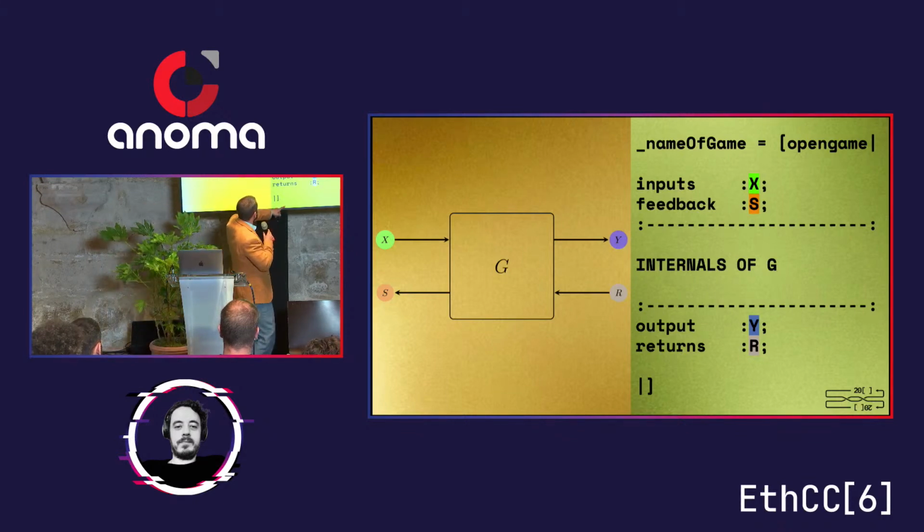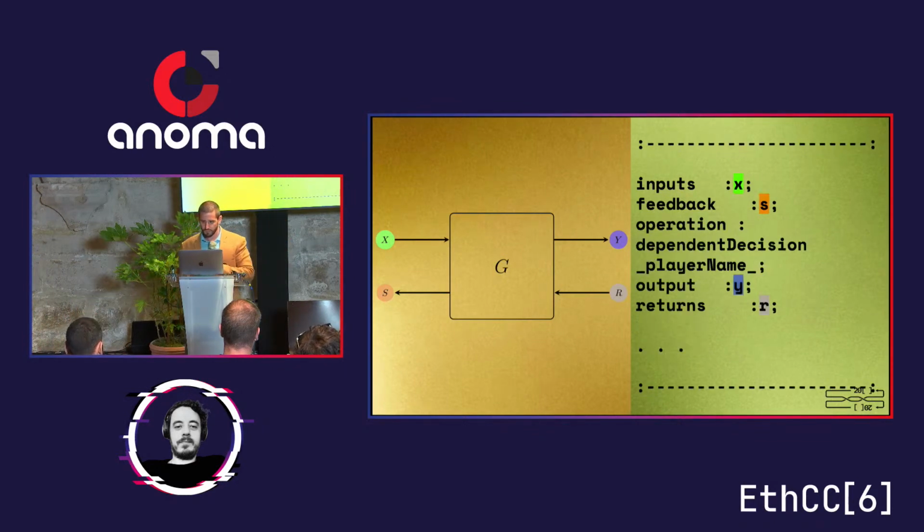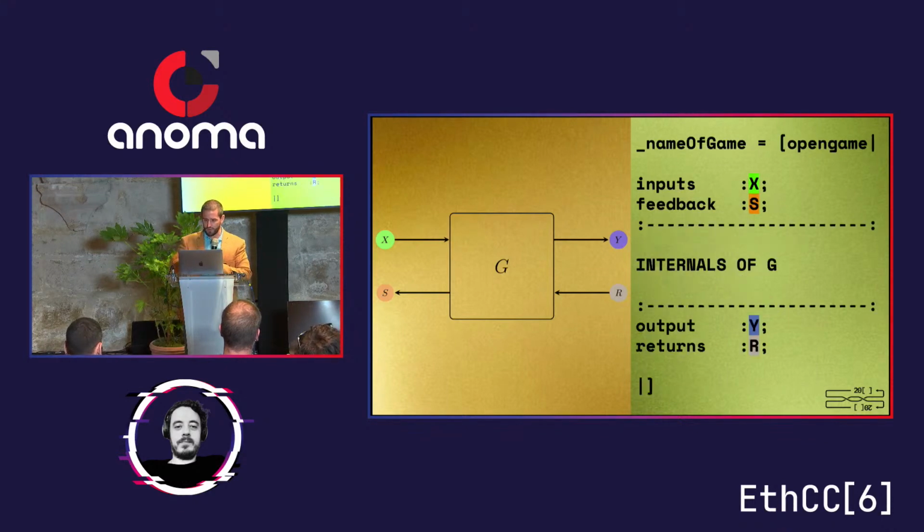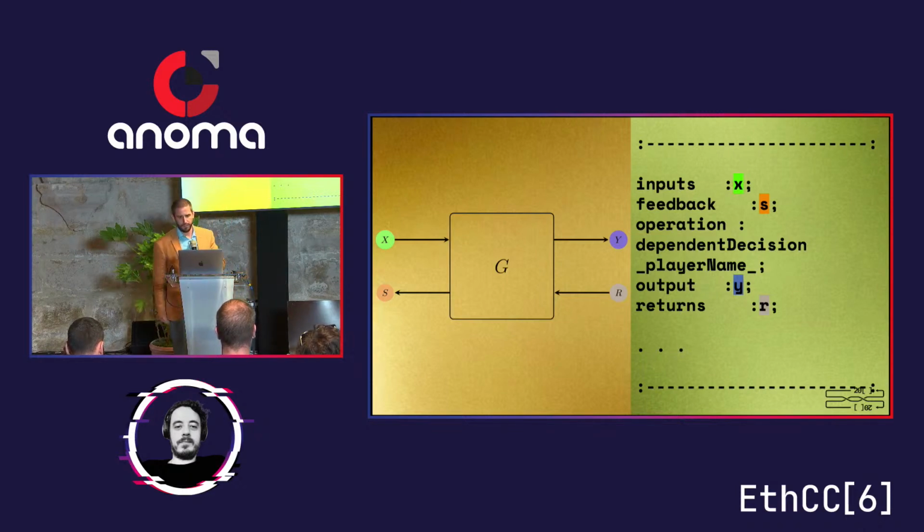Literally what you see here. You have inputs, feedback, output, returns, which correspond to the wires in the picture, and then you fill the game with some internals. Okay, these are the internals of the game. So if you expand the internals of G here, you will see this thing. The first thing that you notice is that the inputs, feedback, output, and returns wires are duplicated. The reason why we do so will be evident in a bit.